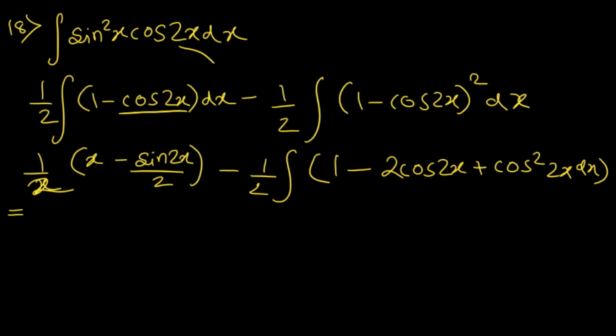Now x by 2 minus sin 2x by 4, minus x by 2. So I am directly integrating it. Integration of 1 is x, and plus the integration of this one is also the same.